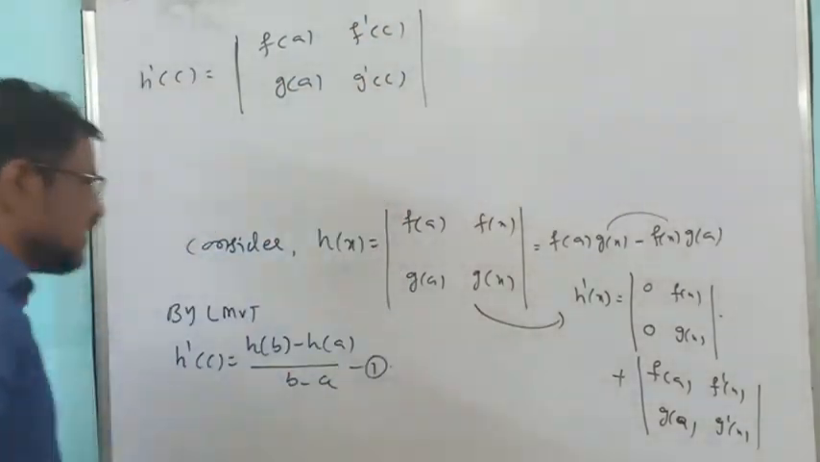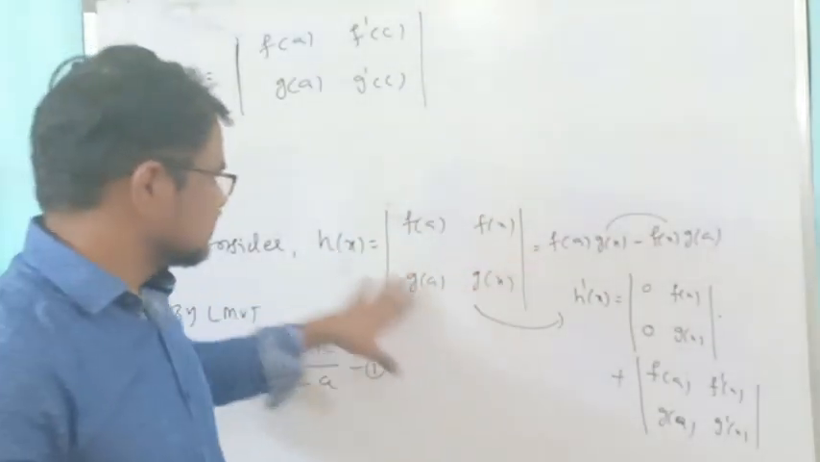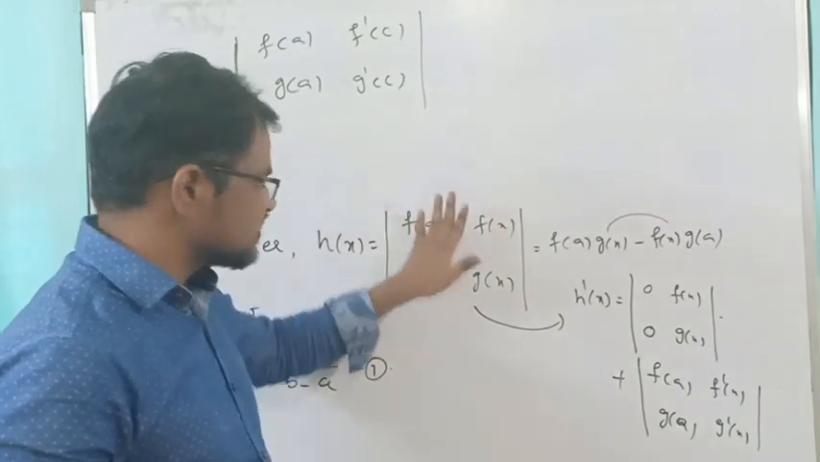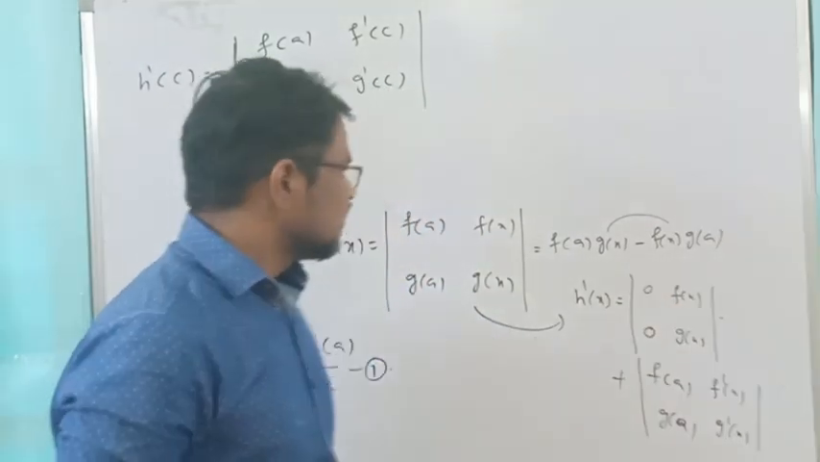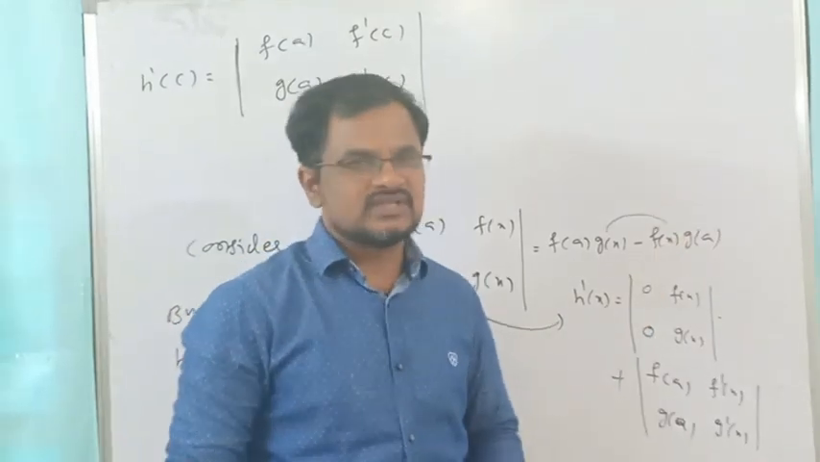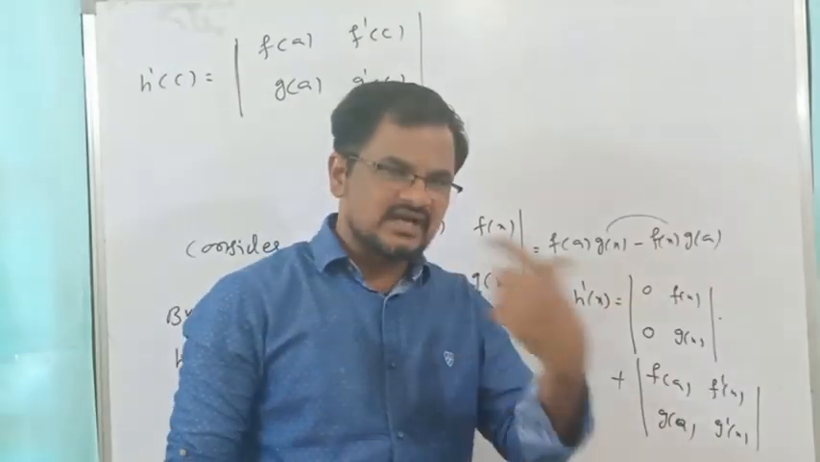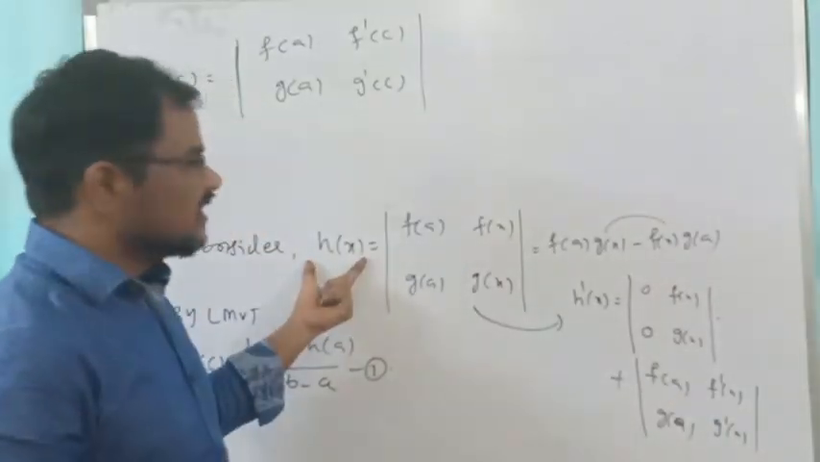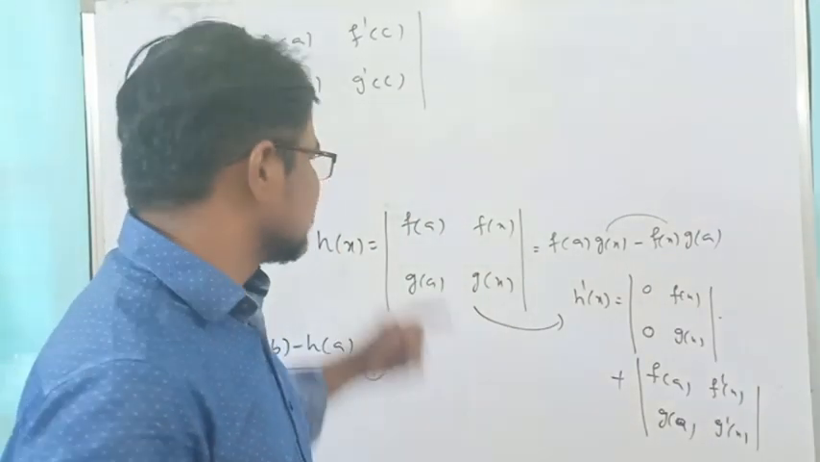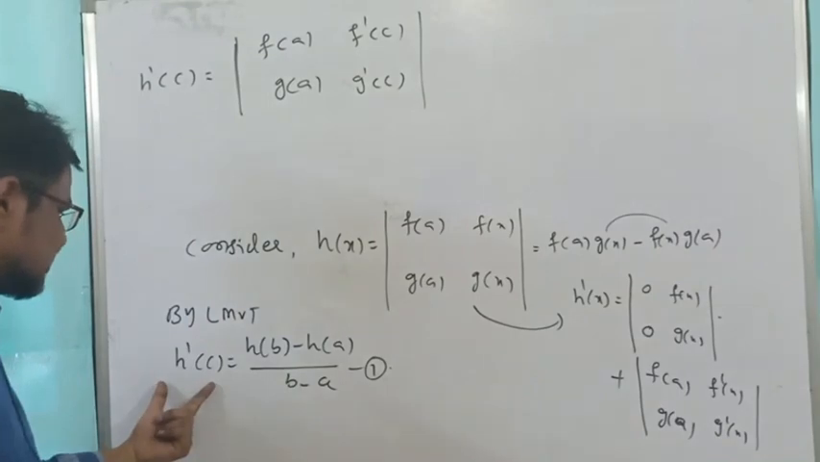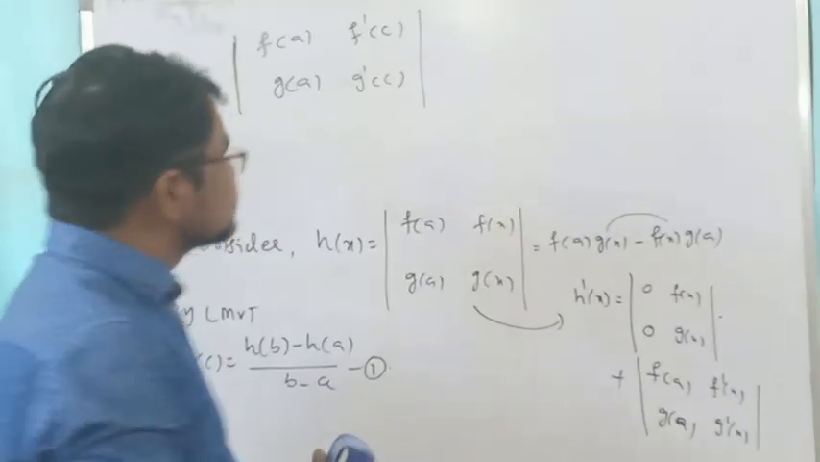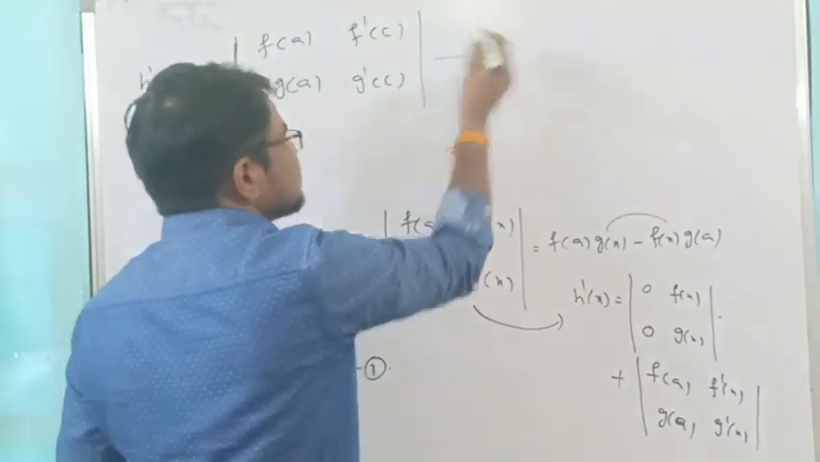Once again listen, I am considering this function f of a, f of x, g of a, g of x. Do the differentiation for this one, so this one you will get. Now if you simplify the determinant, this is the difference of two functions. So the difference of two functions is continuous and differentiable. That's why this is continuous and differentiable, so you can apply the Lagrange's mean value theorem. By the Lagrange's mean value theorem, h dash of c equal to h of b minus h of a by b minus a. Take this as equation number 2.